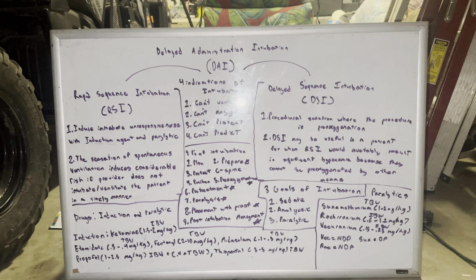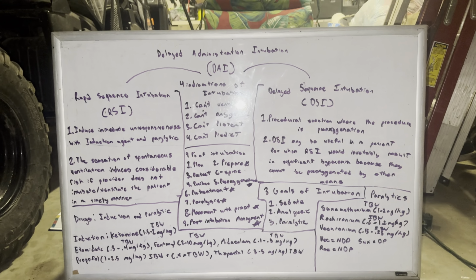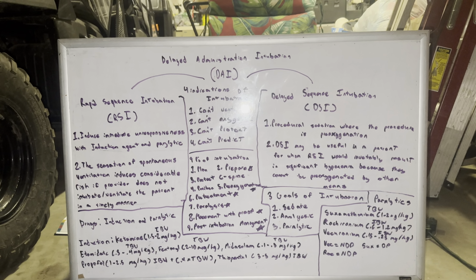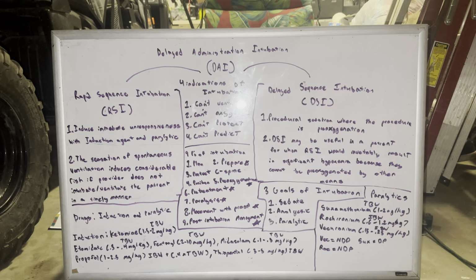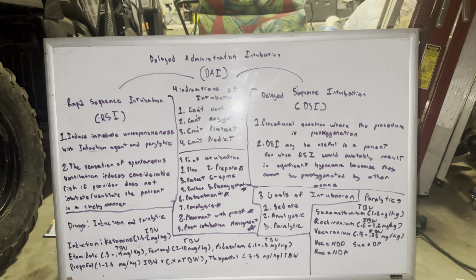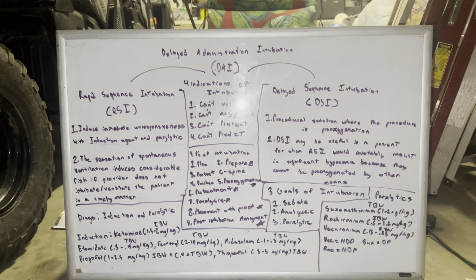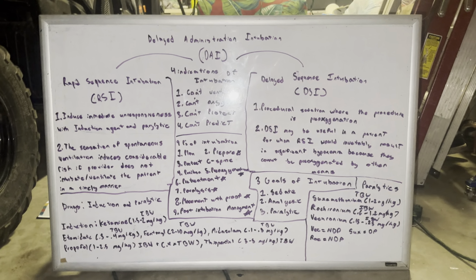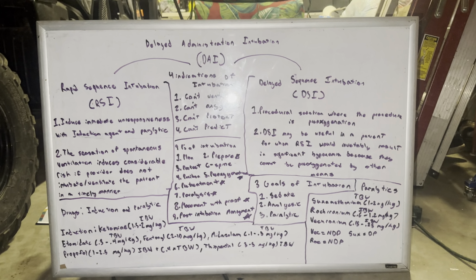I just wanted to make a quick summary and quick explanation of DI and its two off-branching components, RSI and DSI. DI means Delayed Administration Intubation. This branches off into two categories: Rapid Sequence Intubation, RSI, and Delayed Sequence Intubation, DSI. But before we get into that, we want to talk about the indications of intubation, the 9 P's of intubation, and the goals of intubation.